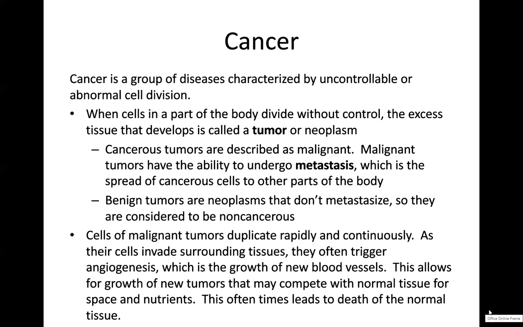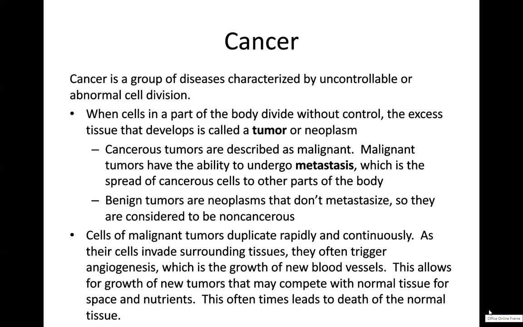Okay. Now, cells of malignant tumors duplicate rapidly and continuously. As their cells invade surrounding tissues, they often trigger angiogenesis, which is the growth of new blood vessels. Okay. What's unfortunate about tumors and cancer cells is that your body doesn't really know that they're bad. Okay. In some cases, they assume that they're just normal, good cells.